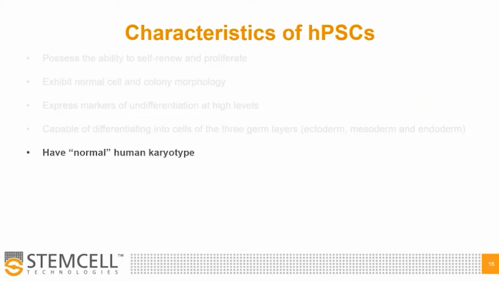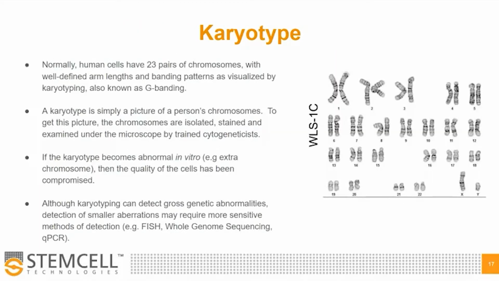hPSCs have a normal human karyotype. Normally, human cells have 23 pairs of chromosomes with well defined arm lengths and banding patterns, as visualized by karyotyping, also known as G banding. A karyotype is simply a picture of a person's chromosomes. To obtain this picture, the chromosomes are isolated, stained with Giemsa stain, hence the name G banding, and examined under the microscope by trained cytogeneticists.